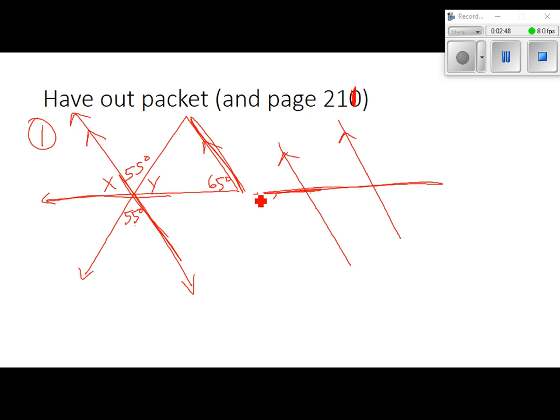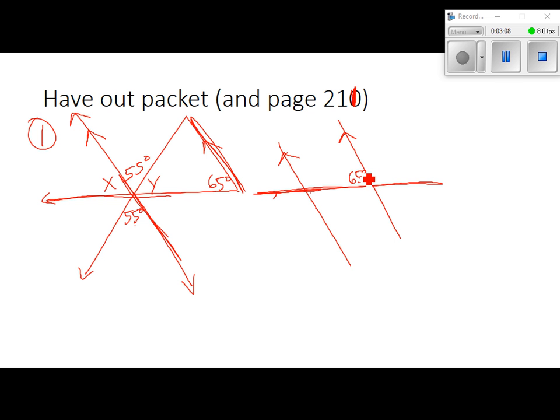Yeah. Now, Brandon, notice when I'm doing this, I'm not doing it because I enjoy drawing this stuff. I'm doing it because you just about have to do it, otherwise you can't pick out stuff in this picture. Okay? What do we know about this angle right here? 65.